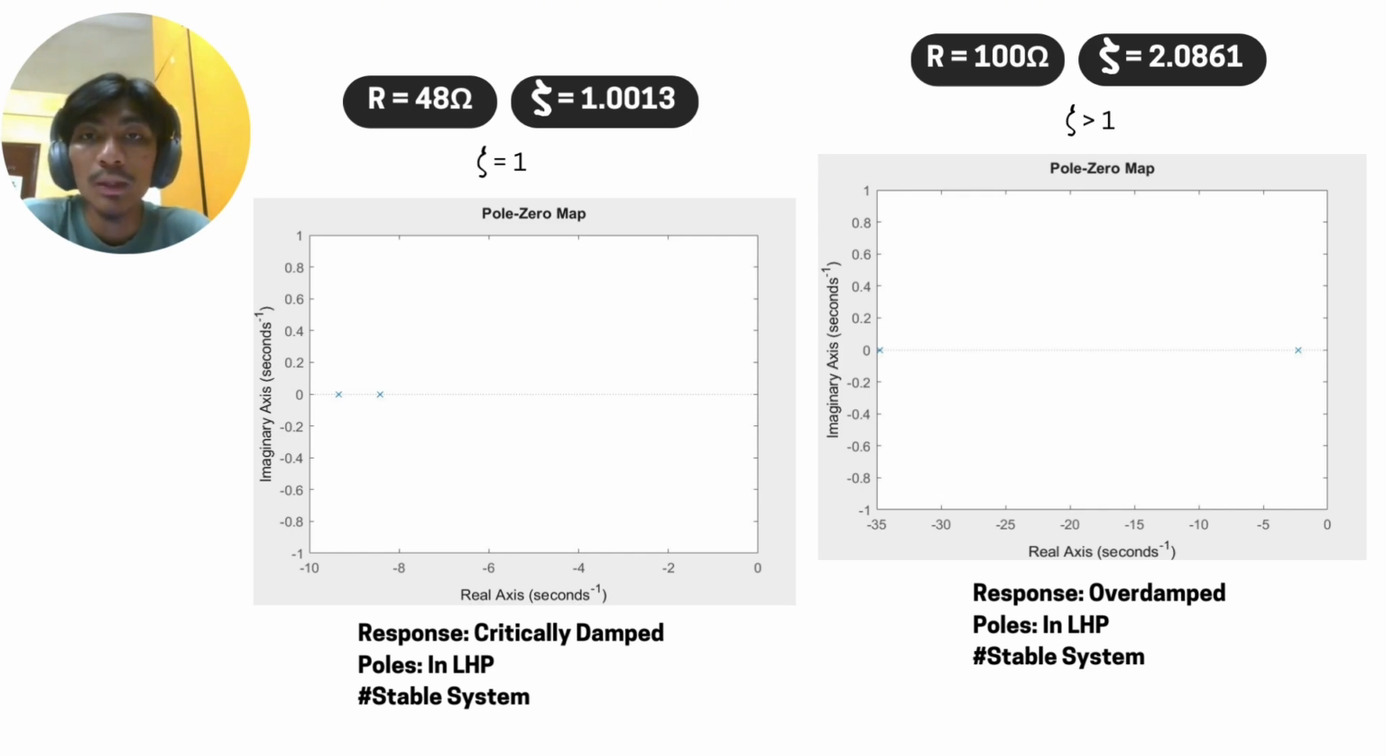Next, when R equals 1000 ohms, the damping ratio is 2.0861, which means the value of the damping ratio is more than 1. So the response is stated as overdamped, while the pole position is located in the left half plane. So the system is also stated as a stable system.